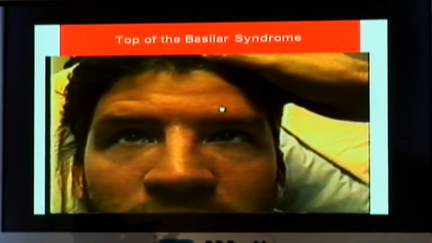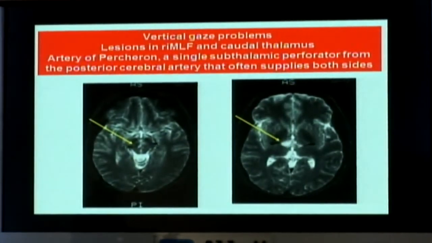So, isolated vertical gaze palsy, predominantly down, with an intact vestibular input. This is a characteristic picture of what we call top of the basilar syndrome. It's a stroke syndrome, very little defined on exam unless you look at the eye movements. So here are the lesions. They're in the caudal thalamus and the rostral midbrain. It's due to a single artery, the artery of Percheron. It's a subthalamic perforator that comes off the posterior cerebral artery and supplies both sides.